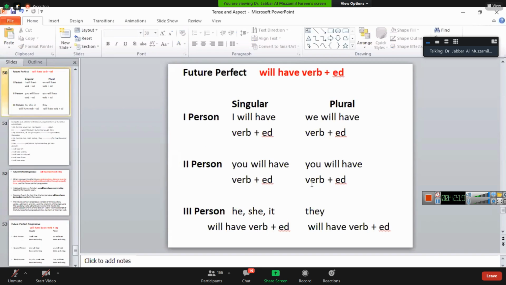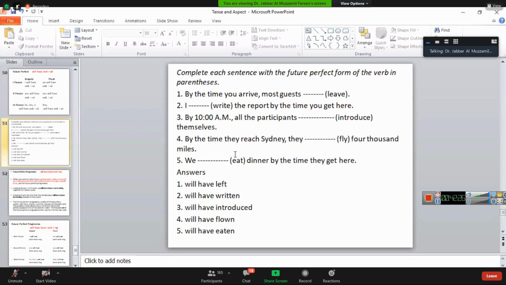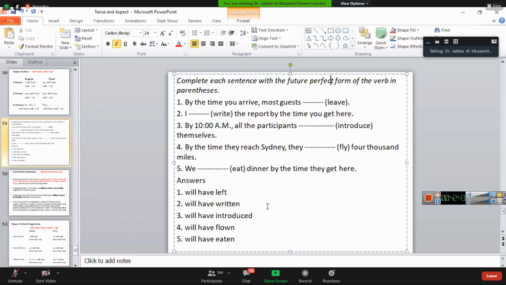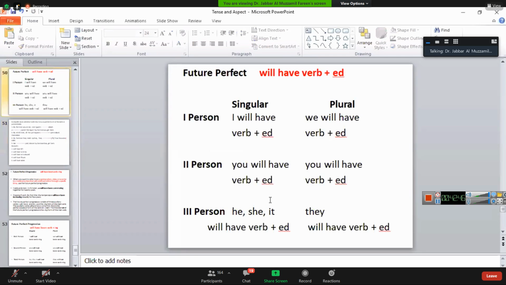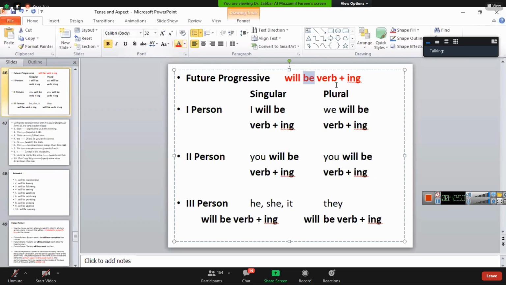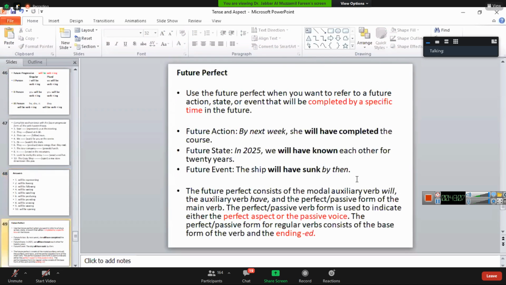So when perfect comes, it should go with ed. Again, an example. By 10 a.m., all the participants dash themselves. Will have introduced. When perfect comes, it is have only. You are not inserting be or been. Only for future progressive you will be using this be form. This is very much important. Otherwise, here you will be taking only ed forms. Future perfect will take verb plus ed.